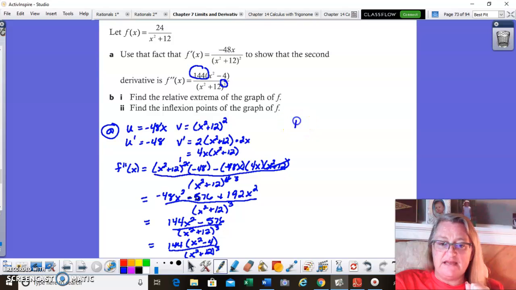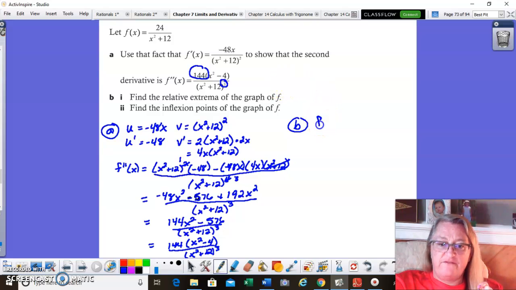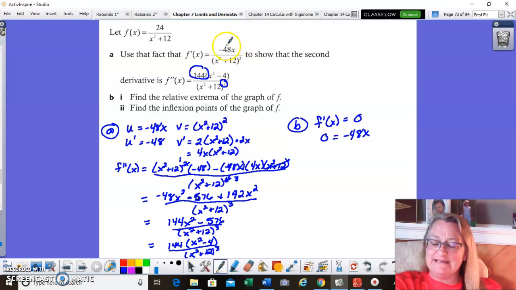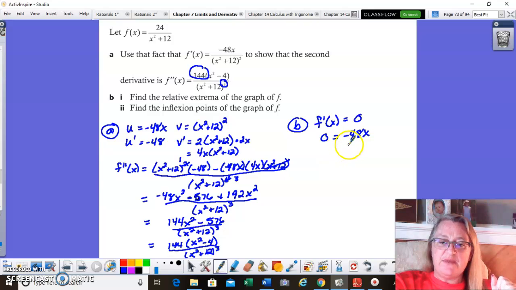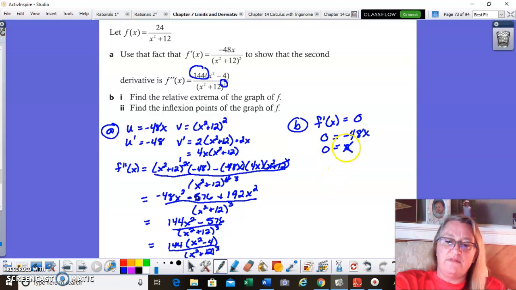All right, so part B then says, now find the relative extrema. So that means the minimums and the maximums, right? The minimums and the maximums are based off of when the first derivative equals 0. So that means I'm going to have 0 equaling negative 48x. Why did I just write negative 48x and not the whole thing? Well, if the fraction is equal to 0, all I really need is the numerator to be equal to 0. So that means x equals 0. So I know I have a point where the x value is 0.